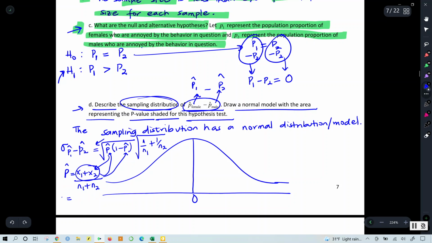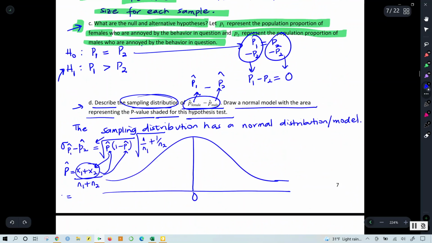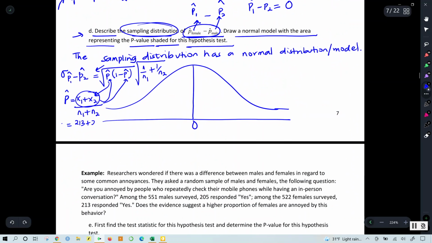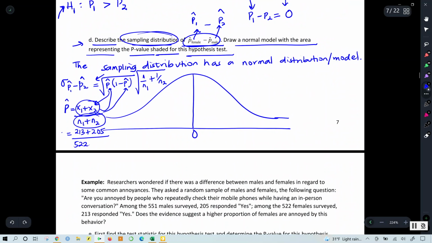What is our x1 and x2 in this case? Our x1 and x2 is 213 plus 205, divided by n1 plus n2, which is 522 plus 551, which is equal to 0.3896. Right. And now that we have this piece, take note that this piece is what is going back in this shaded part. I still need the n1 and n2 here.